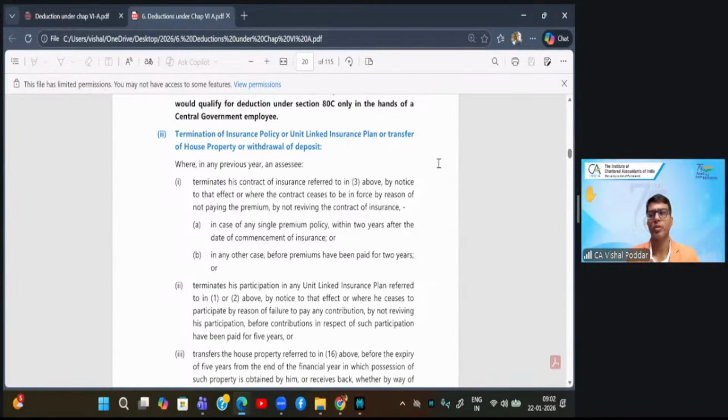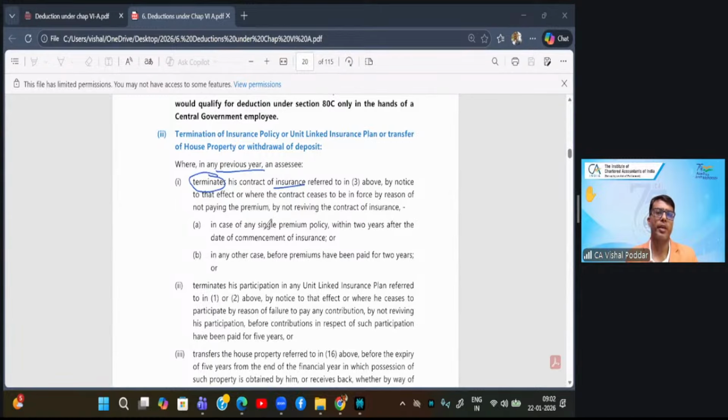Or in case of an insurance policy, you discontinue paying the premium. In such cases, what is the treatment? That is what is important to be kept in mind. So what it says is, where during any year you have terminated your insurance. How do you terminate? Either by giving notice or by simply stopping to pay the premium.